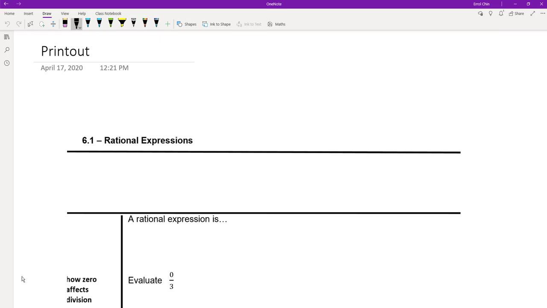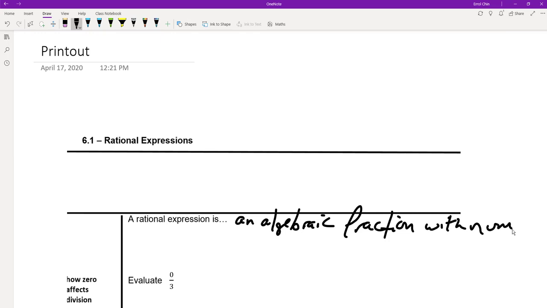Okay, so a rational expression is an algebraic fraction with the numerator and denominator. So with numerator, I apologize for my handwriting, numerator and denominator, and in this case numerator and denominator are polynomials. Now if you remember, polynomials are just expressions that have variables and constants.